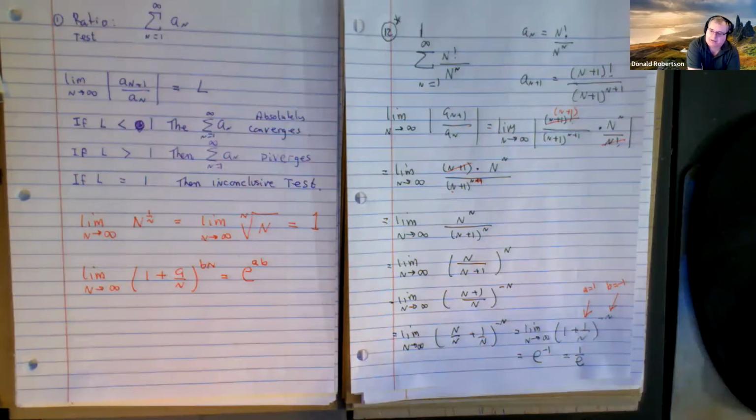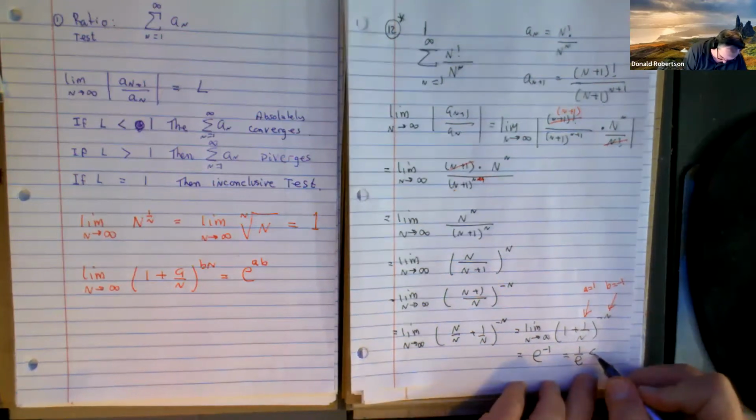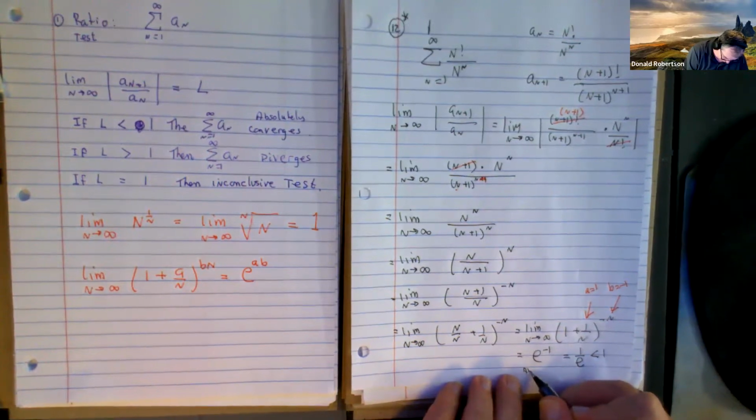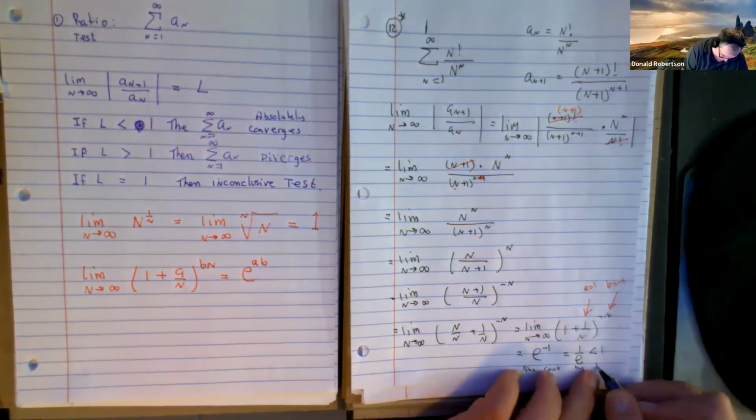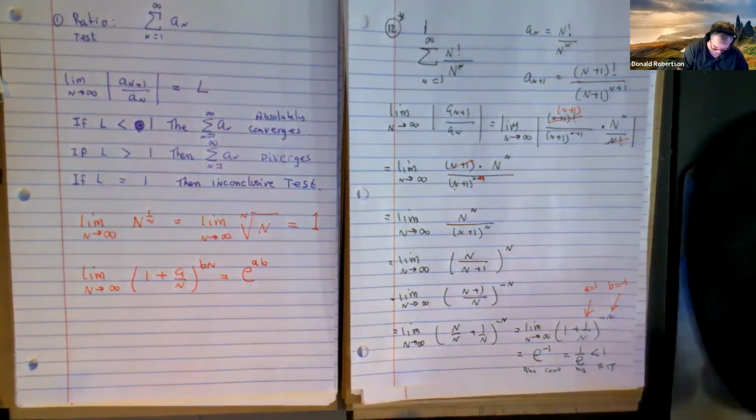Is 1 over e bigger or less than 1? One over e, is it bigger or less than 1? e is 2.718 if you don't know. Yeah, less than. So it's absolutely convergent by the ratio test.